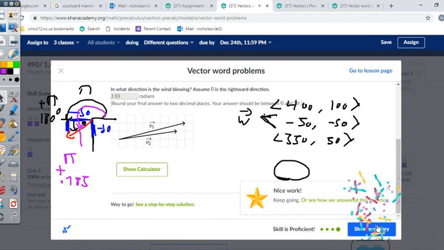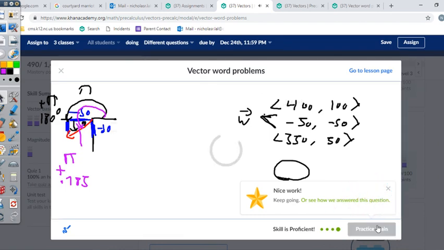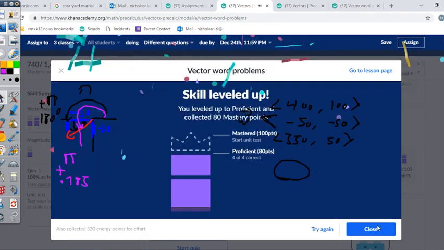All right, let's check our answer. All right, we're right. Okay, that's 100% in vector word problems. Hopefully that will show you how to do it.